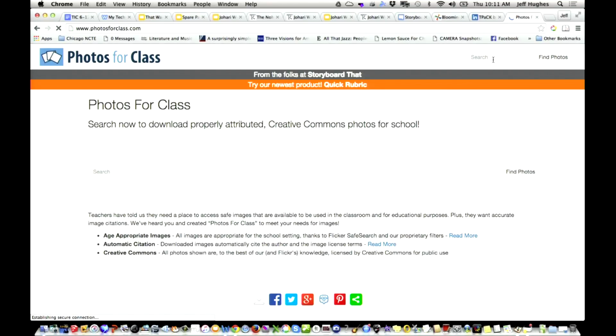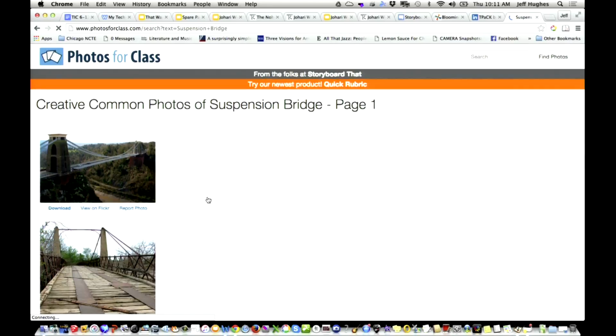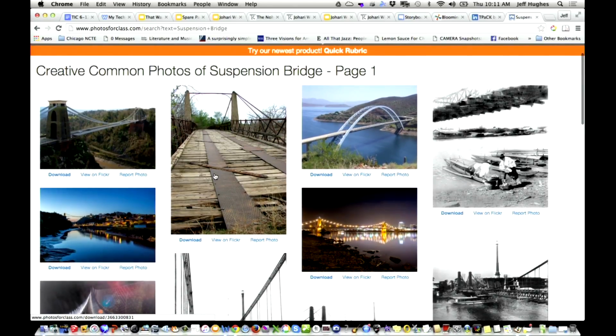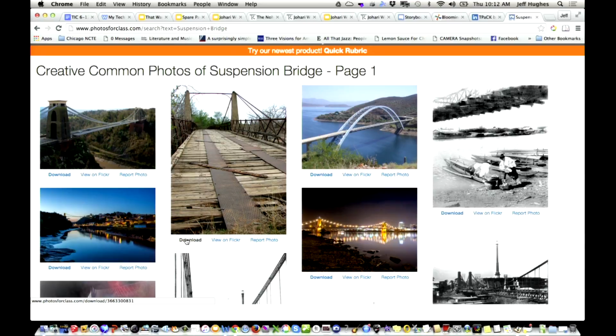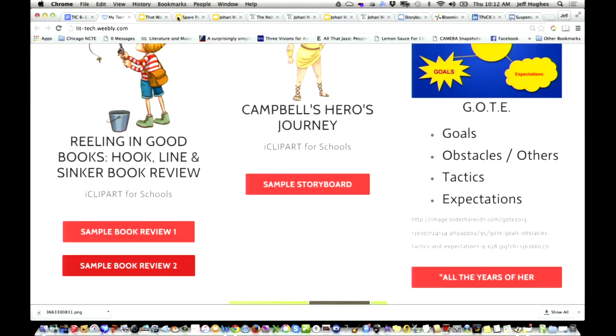Here's Photos for Class. It's a tool you can use to search for an image. Perhaps I need to have a suspension bridge. Okay, here's a suspension bridge, which I can download. Then I can save it to a file. And then I can go to that folder and pull it out and put it into Storyboard That. So it's possible to load in specific pictures that way.